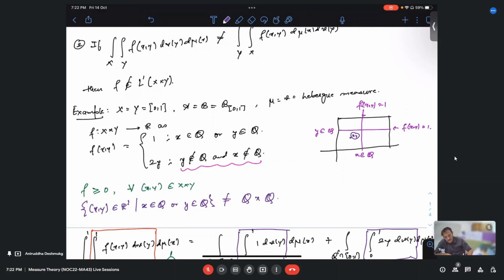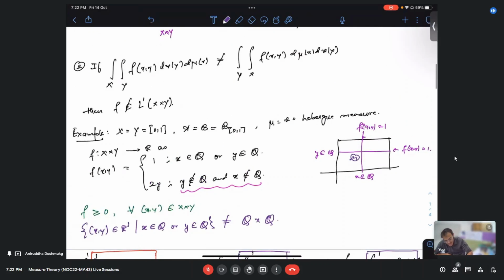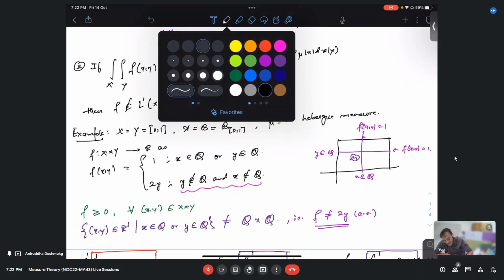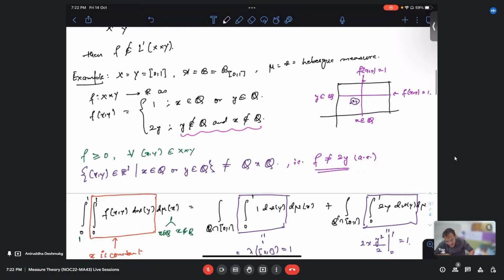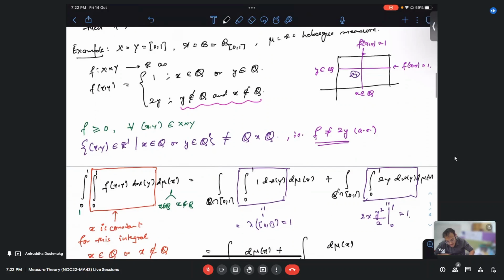Okay. So we cannot really say that f is equal to 2y almost everywhere. That is, f is not equal to 2y almost everywhere. So we have to think how this is Borel measurable. You can think about it. It is not a difficult task, but still, you have to give some idea.